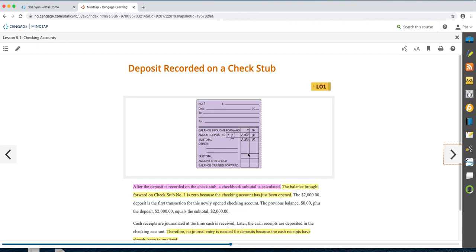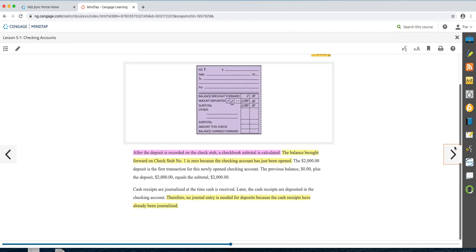And then we would get a new subtotal, and then we'd write the check total, who the check is to and for up here, and we would put the amount of the check here and subtract from our subtotal to get a new balance carried forward. So that's how we're going to be looking at things. Balance brought forward is 0, so this is all just what I was basically talking about.